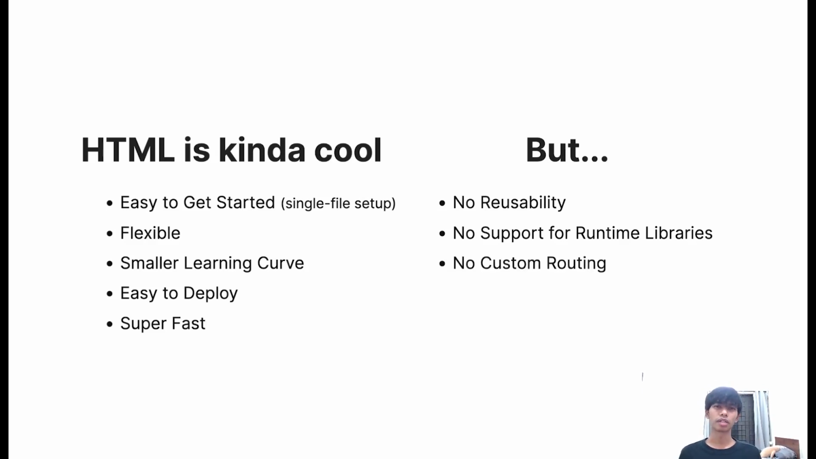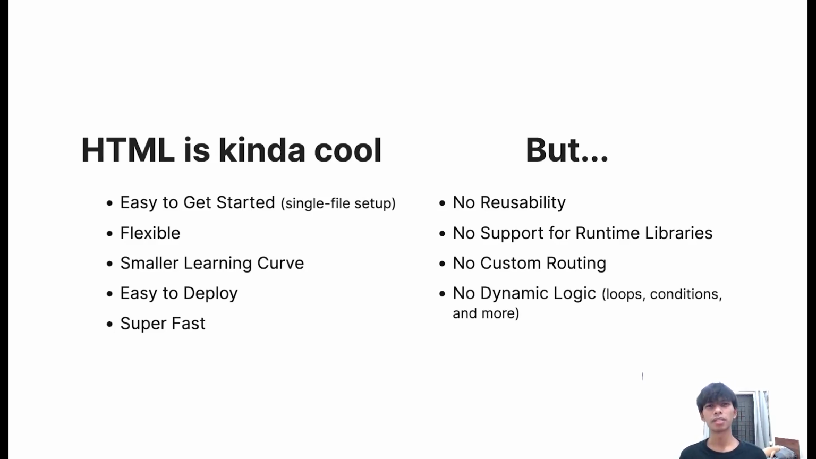There's no custom routing. If I'm building a blog where I want multiple posts to be generated, I cannot dynamically generate them. Again, I have to go and define an HTML file for every single blog, which is probably something that you don't want to do. We probably want to write blogs in markdown and dynamically generate those routes.